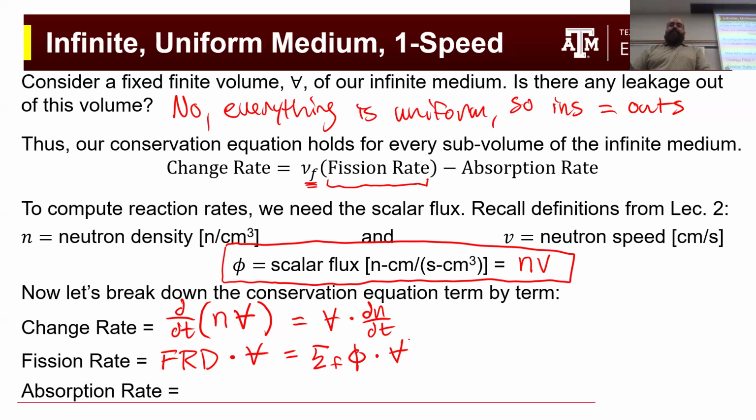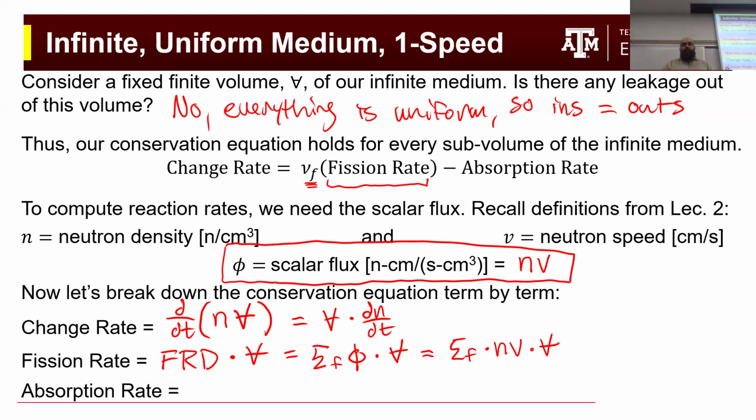And since technically we are trying to get an equation for the neutron density, we're trying to say how the neutron population evolves with time, we can write that flux in terms of the density, right? By just substituting in n times v here. So this is also the same thing as sigma f times nv times that big volume V. So that's my fission rate in terms of the neutron density.